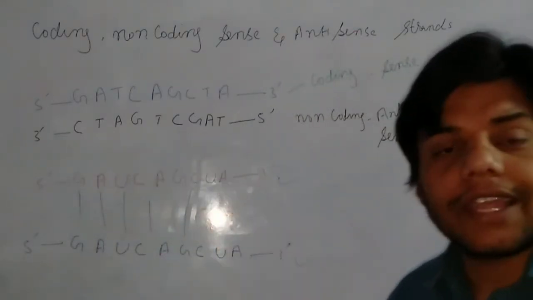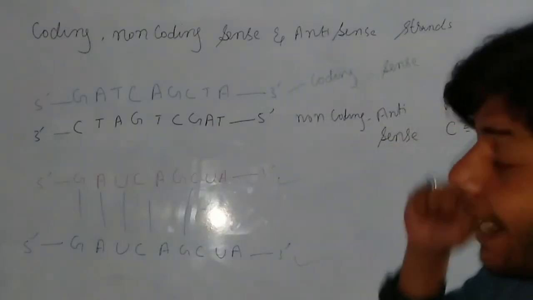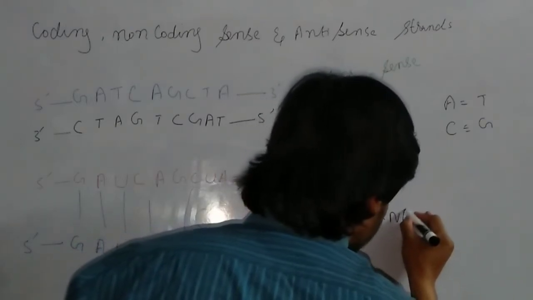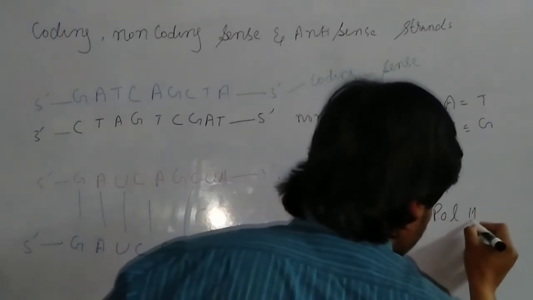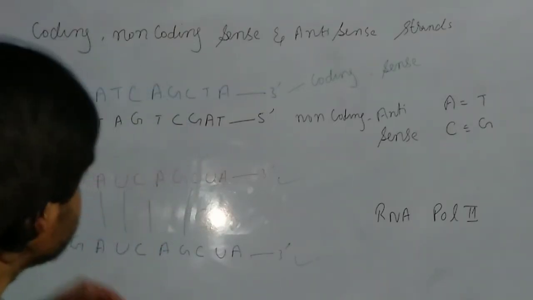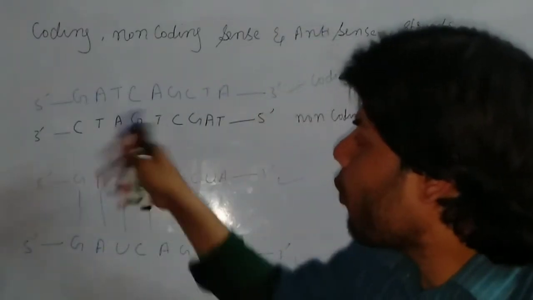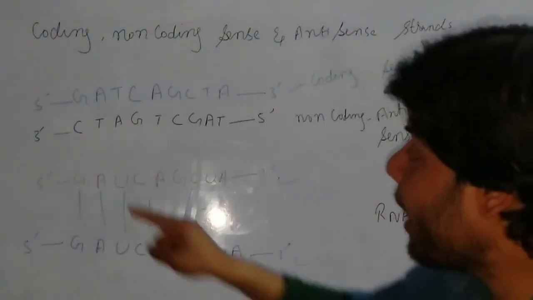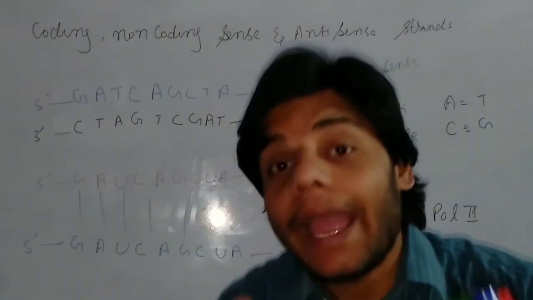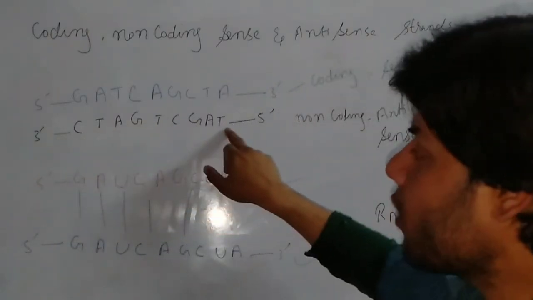But the lower strand of the DNA is called the template strand, and it is called the non-coding strand and antisense. And we have the RNA polymerase enzyme, mainly RNA polymerase 2. It is responsible for making the RNA sequence by using the lower strand as a template. Why does it use the lower strand and why does it not use the upper strand? The reason behind that is that it uses the lower strand because the lower strand has the 3 to 5 prime end and RNA will always synthesize in the 5 to 3 prime direction. That's why it will use the lower strand.